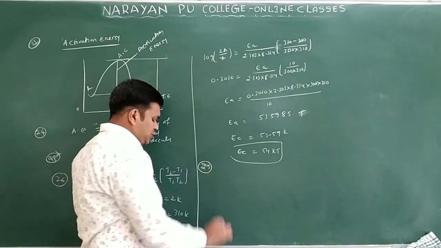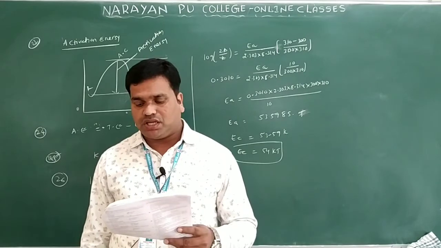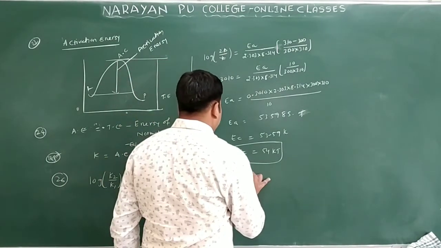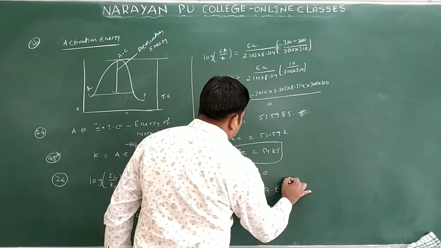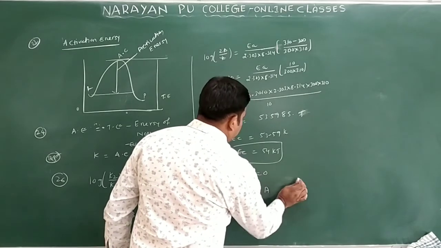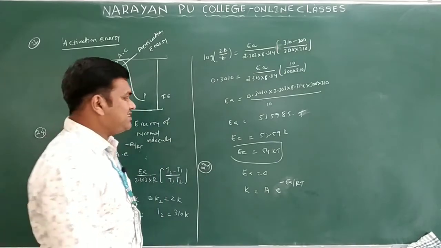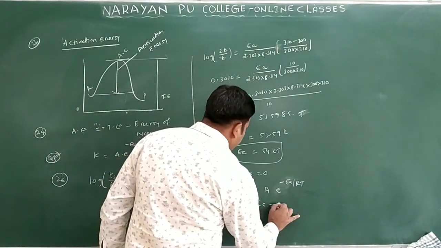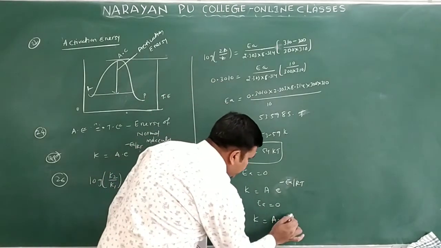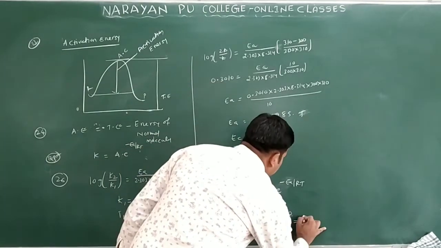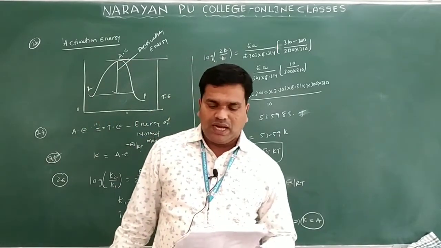Next, question number 27. The activation energy of the reaction is 0. The rate constant of the reaction. Activation energy EA becomes 0. So what is the expression here? K is equal to A into E power minus EA by RT. If EA is equal to 0, K is equal to A into E power 0. From this you will get K is equal to A. Means your rate constant is equal to the Arrhenius factor.